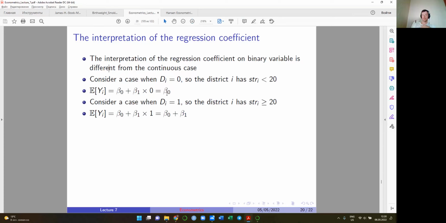So what do we have in this case and what do we have in this case? Can anybody help me? Does anybody remember from statistics what this is and what this is? We have two groups. One group of districts with small classes, one group of districts with large classes. We have the expectation of a test score for districts with small classes. We have the expectation for districts with large classes. What do we have? What does this look like?